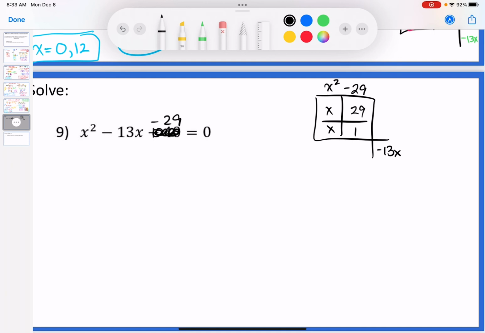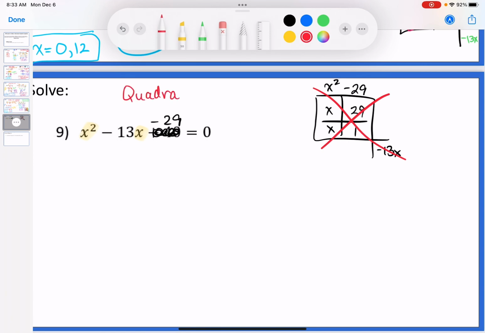that's just 29 and 1. There's no way that that is going to add up to 13. It's just not going to happen, right? So if you have something like this where it looks like I should be factoring this, but there's no way that the factoring is going to work out, that's when we have to use our quadratic formula, okay?